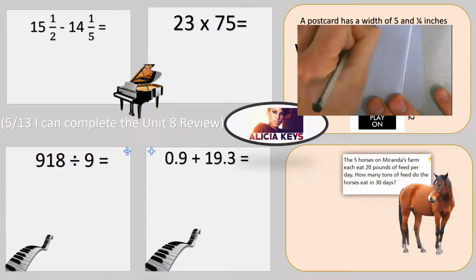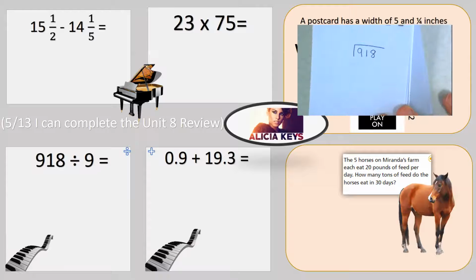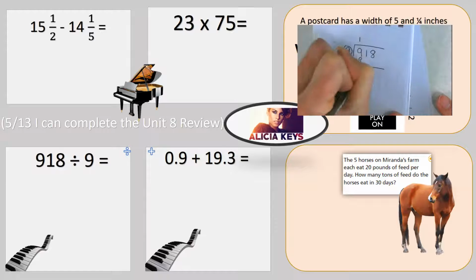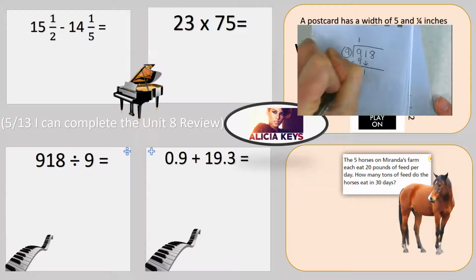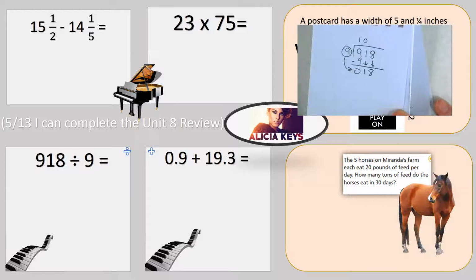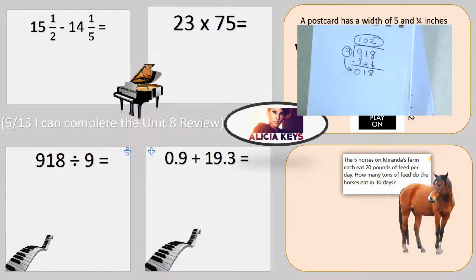918 divided by 9. The first number you say goes inside the house. The second number you say is what you're counting by. How many 9's go in a 9? 1. What's left over? Nothing. Bring down the next place, but here's the issue. You can't take 9 from 1, so you put a 0, couldn't take any groups out. How many 9's go into 18? 2, and there's absolutely nothing left because it went in perfect. 102 is your answer for that one.